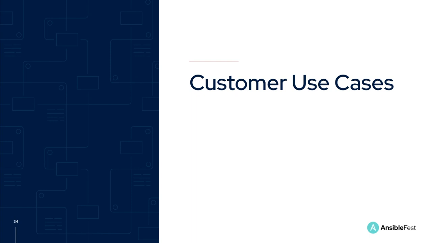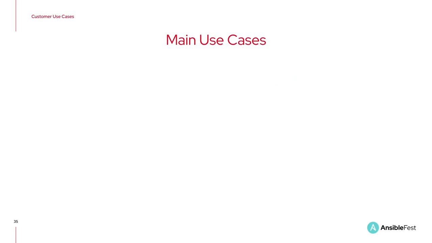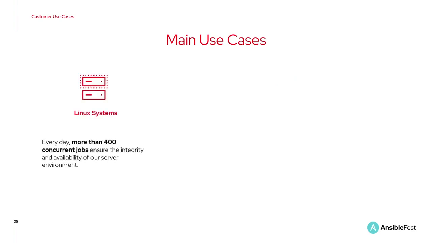But what customer use cases do we actually have? You may ask yourself, do I need something similar for my environment? We actually have three main cases. One of our biggest customers, I would say, is our internal Linux team. They use this new Ansible Tower approach quite extensively. They have like 400 concurrent jobs to automate and to ensure the integrity of the whole Linux environment.